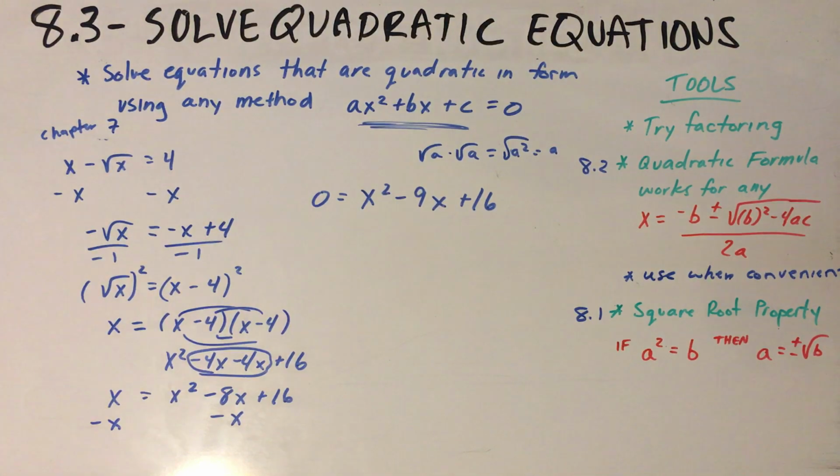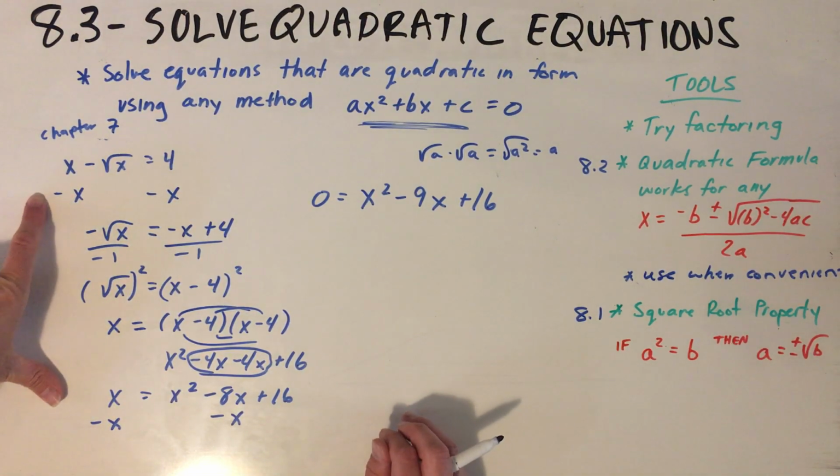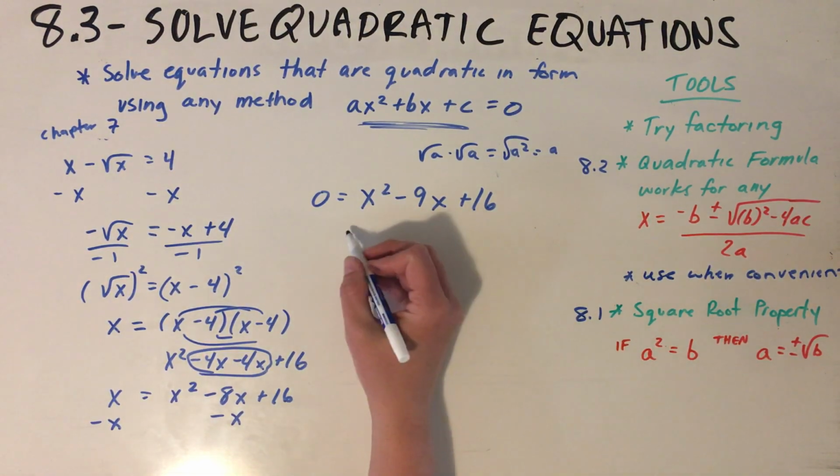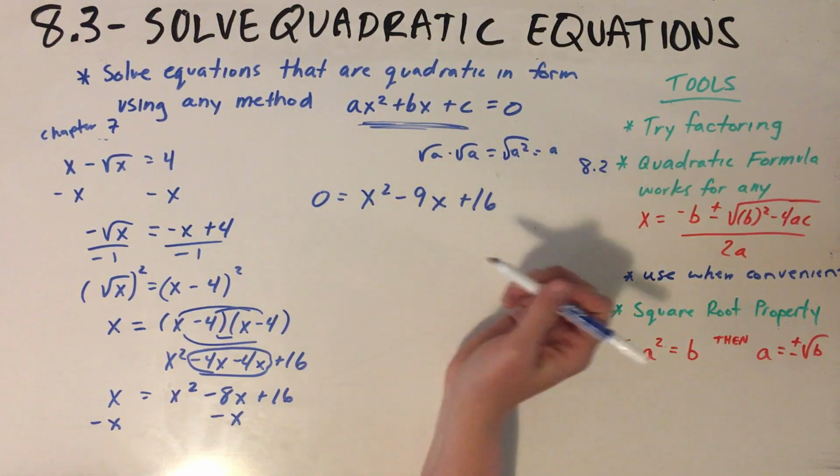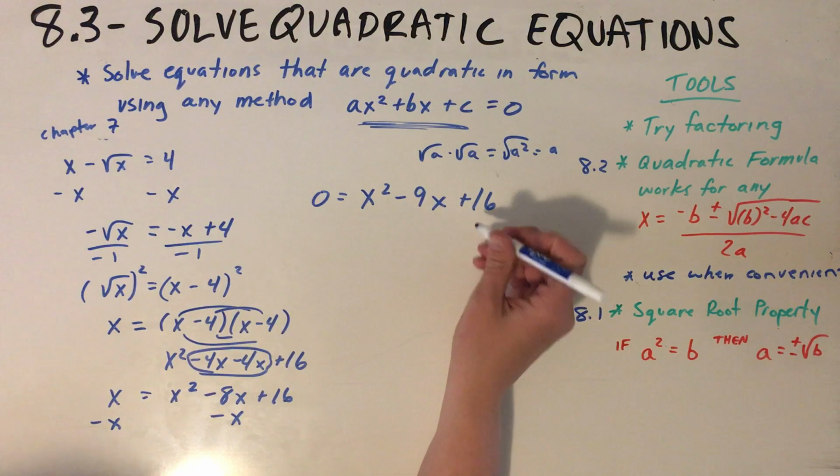Again, this is from chapter 7. You can review the videos. I think it's 7.6, how to solve radical equations, if you're curious about any of these steps or need to be refreshed there. Now, first thing I'm going to do, now that I've got it in this quadratic form, is I'm going to try factoring. If I can factor, that's going to make my life a lot easier.